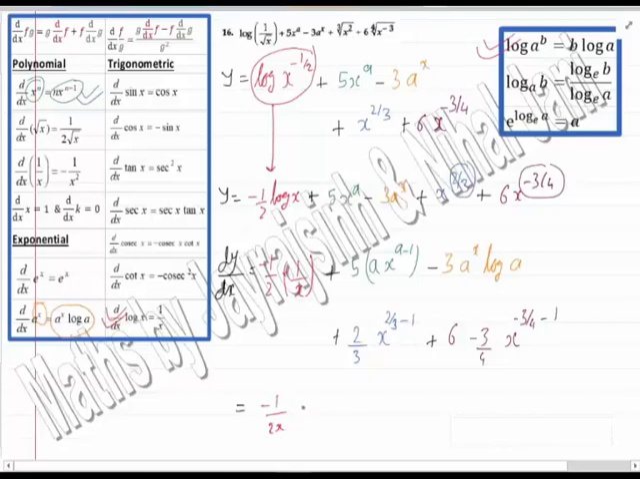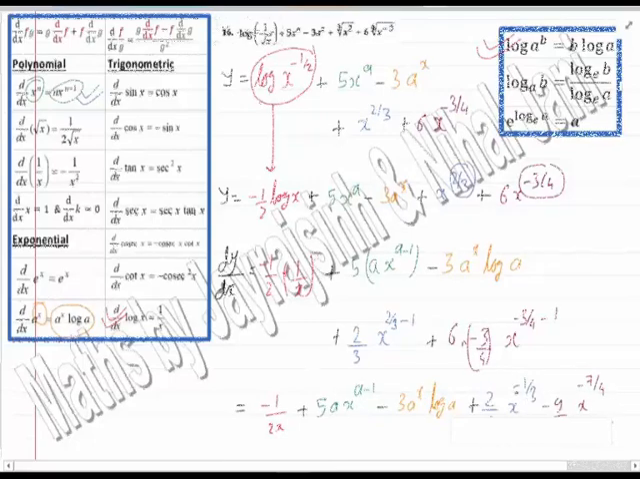Minus 1 by 2x plus 5a x raised to a minus 1 minus 3a raised to x log a plus 2 by 3 x raised to 2 by 3 minus 1, which is basically minus 1 by 3, and finally 6 into minus 3 by 4 will become minus 9 by 2 x raised to minus 7 by 4. Ta-da! This is the final simplest answer.